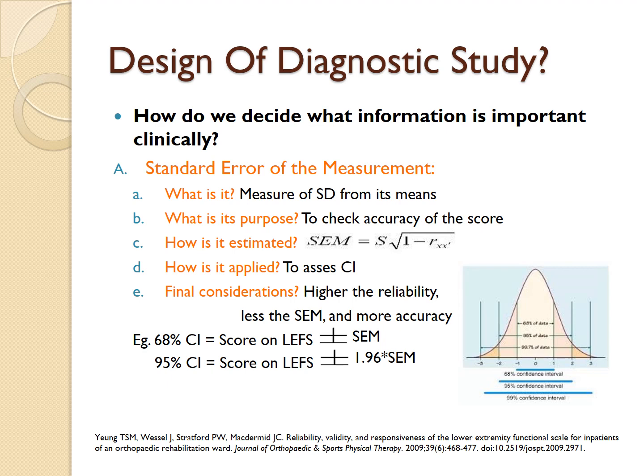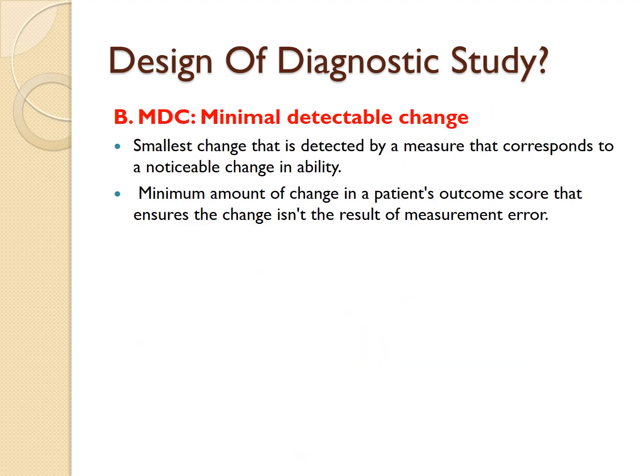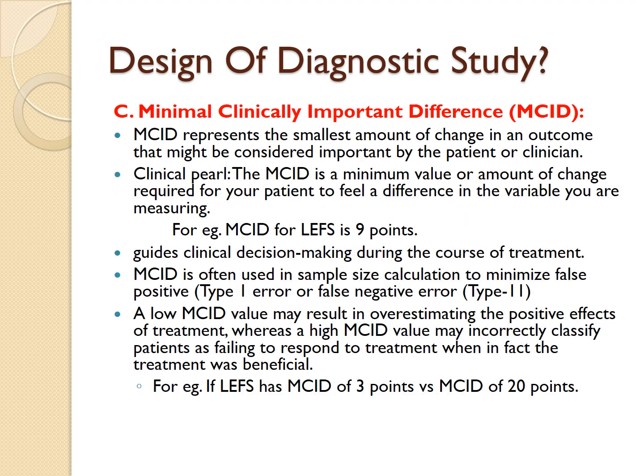and it indicates how good the reliability of the study is. Okay, MDC corresponds to a noticeable change in the ability. And MCID is the smallest amount of change in an outcome that is considered important by the patient or clinician. The MCID value is the minimum amount of change required for your patient to feel a difference in the variable that you're measuring.